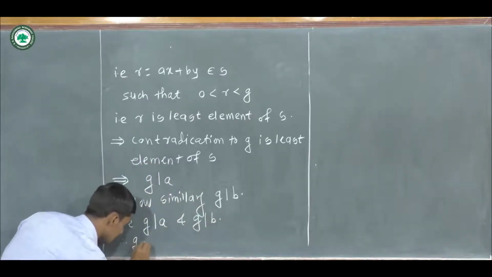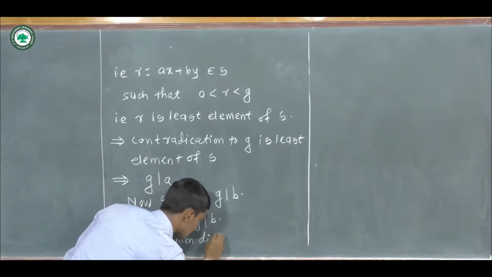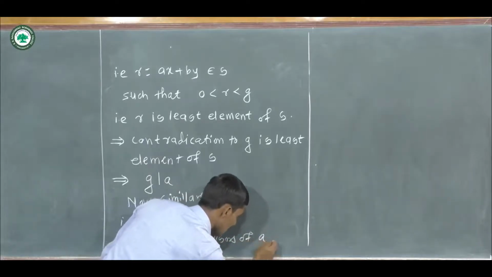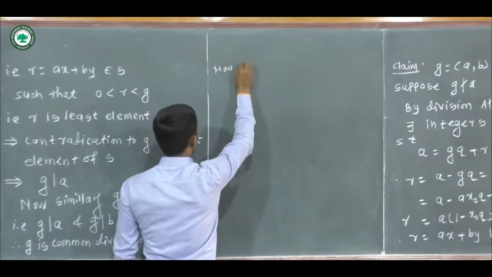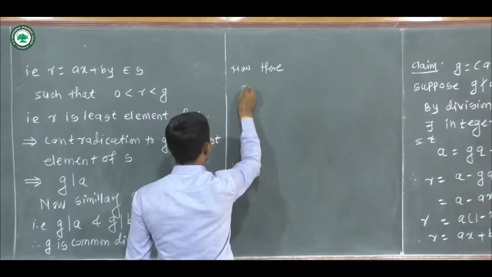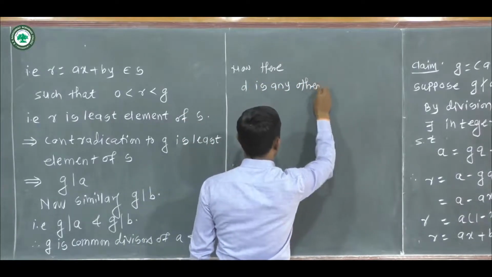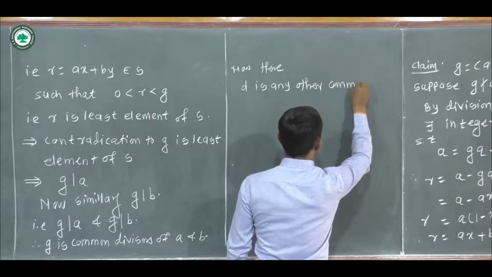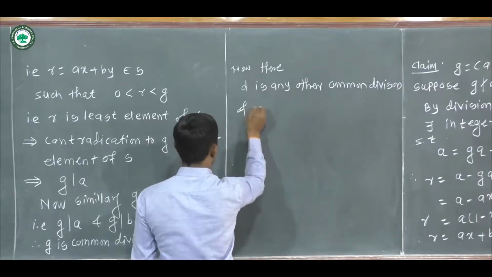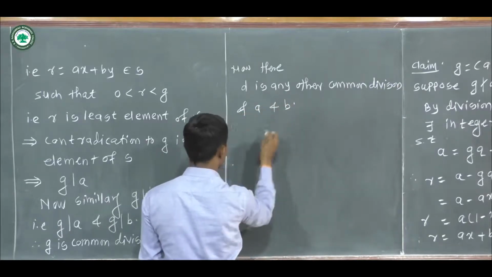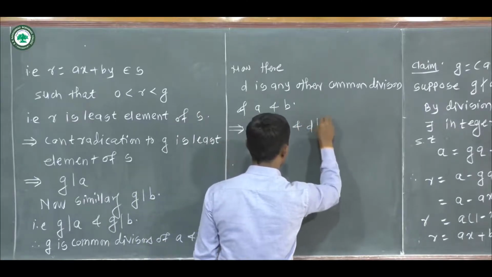Therefore g is a common divisor of a and b. Now here d is any other common divisor of a and b. This implies d divides a and d divides b.